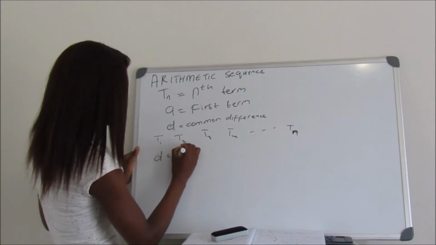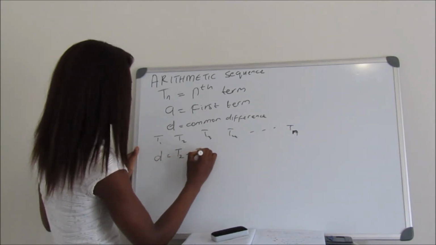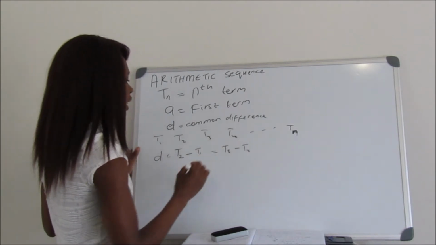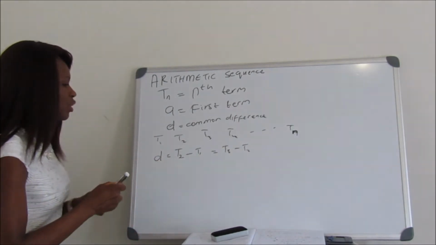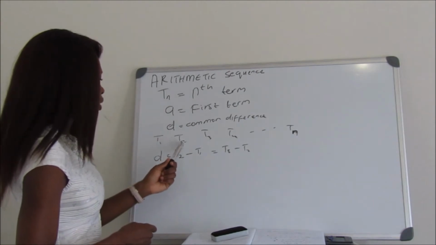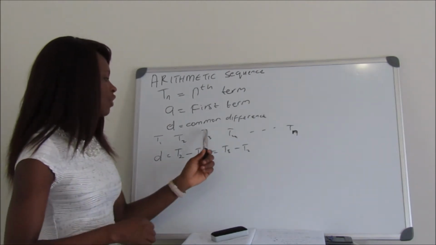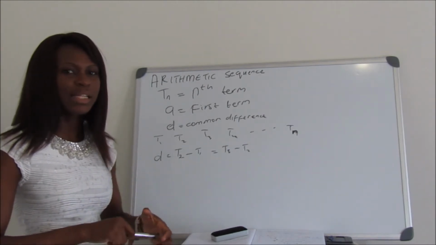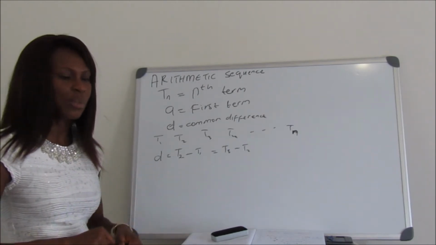this is the equation: T2 minus T1 equals T3 minus T2. That means that the difference between T2 and T1 should be the same difference between T3 and T2. If it's not the same, then it does not qualify to be an arithmetic sequence.